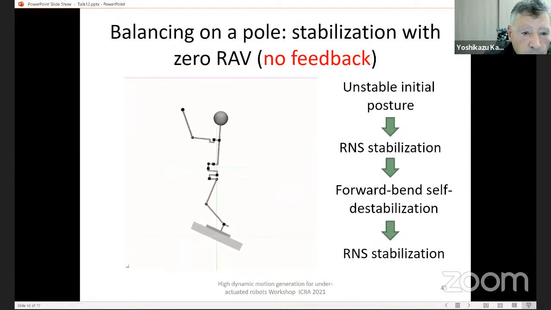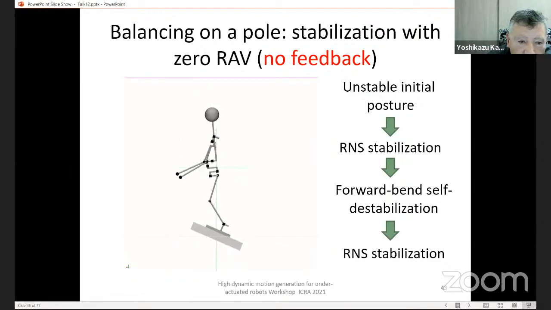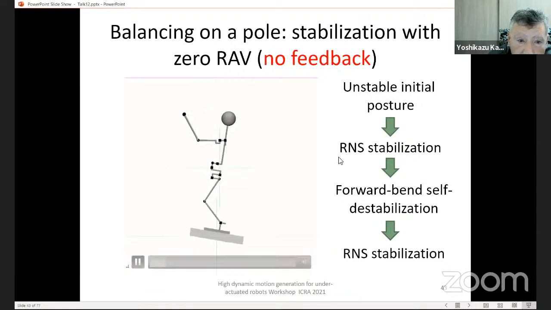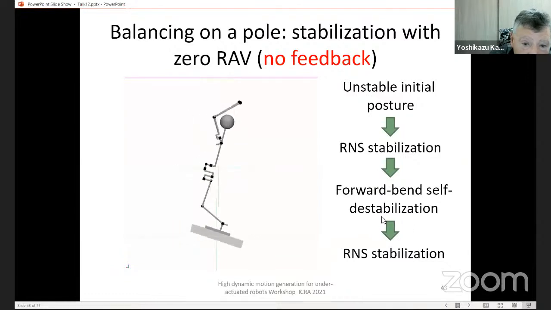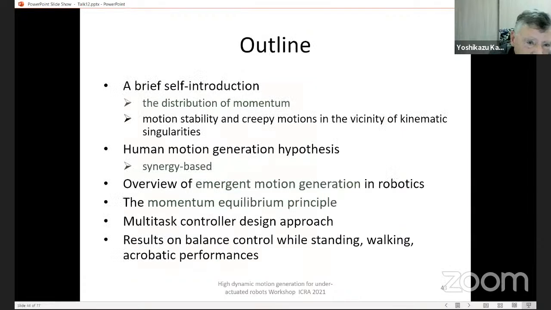And on the other hand, we can put the robot on a rotation on a pole. It's a point contact actually. This is an unstable initial posture. And we can use just feed-forward reaction null space stabilization to stabilize. So the arms are free to move, and it can even bend forward. You can give a desired forward bend, it destabilizes, and immediately after this it stabilizes again. So it's like a super stability for this.